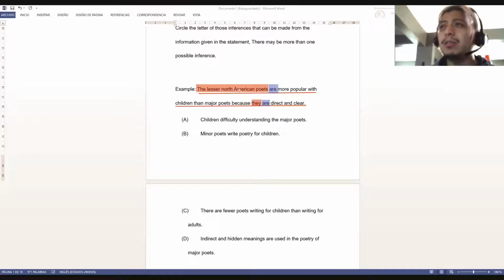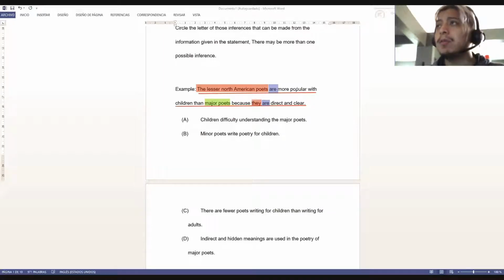So the lesser North American poets, they are two things. They are more popular with children than major poets, and they are direct and clear. These are the two things that this sentence is saying, okay? They are more popular than major poets. So we have another type of poets here. We have major poets. So we have two poets, the lesser North American poets and the major poets.